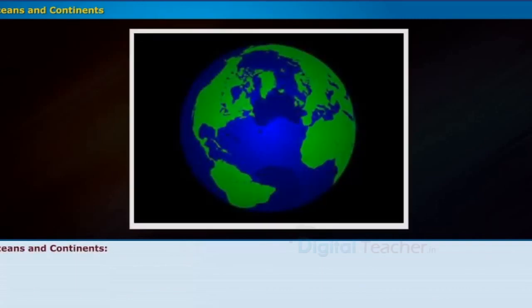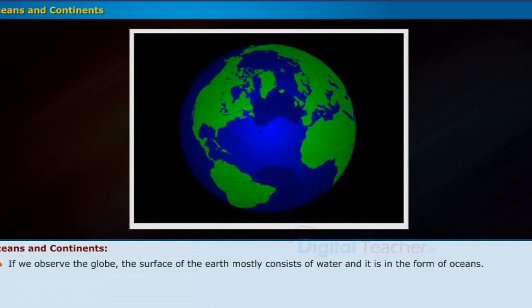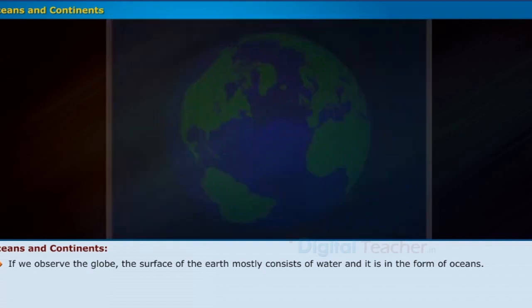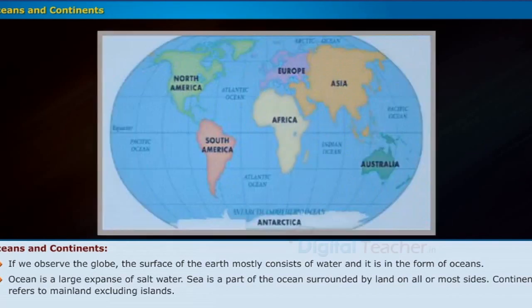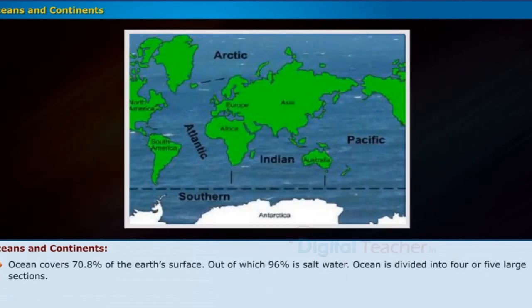Now, let us look into the topic oceans and continents. If we observe the globe, the surface of the Earth mostly consists of water, and it is in the form of oceans. Ocean is a large expanse of salt water. Sea is a part of the ocean surrounded by land on all or most sides. Continents refer to mainland excluding islands. Ocean covers 70.8% of the Earth's surface, out of which 96% is salt water.